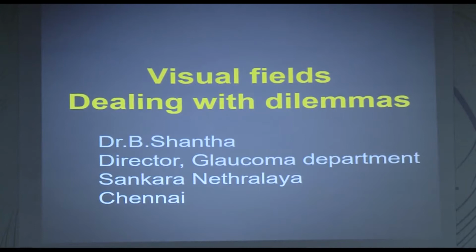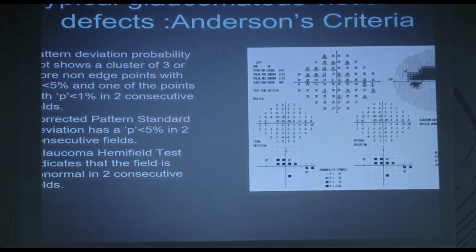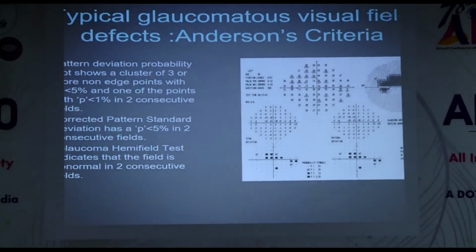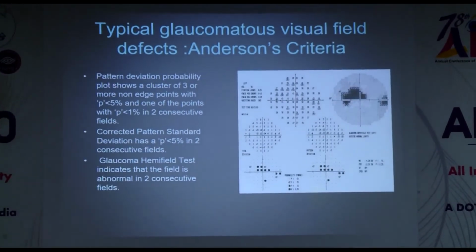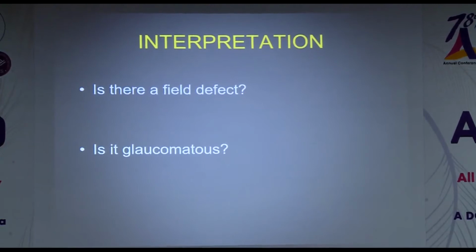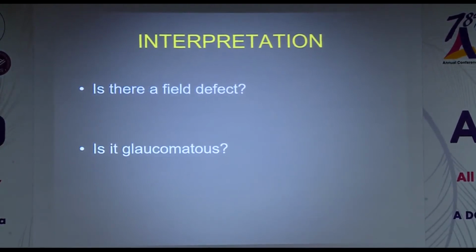So I'm basically going to talk about pitfalls in perimetry when you get confused as to whether this patient has glaucoma or not. We all know that you need to know Anderson's criteria to designate a patient's visual field defect as glaucomatous or non-glaucomatous. I won't go into the details. But when you are presented with a visual field test, you have to decide whether there is a field defect or not, and if it is glaucomatous.